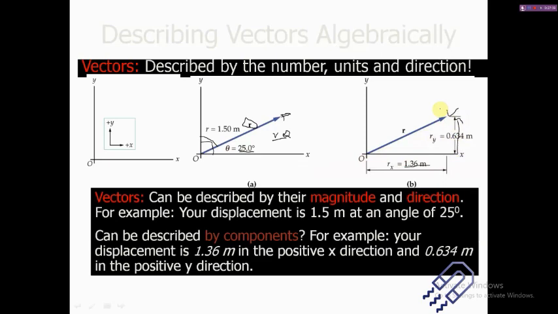That means I am representing this point in terms of x and y. Is it correct? This is x, and this is y. This comes basically from geometry. So what is my x value? 1.36. And what is my y value? 0.634. What is this? This is called the Cartesian coordinate system. So this is one way of representing the point, right?